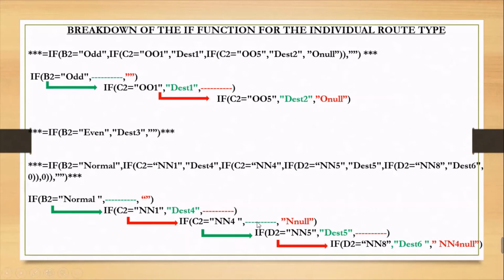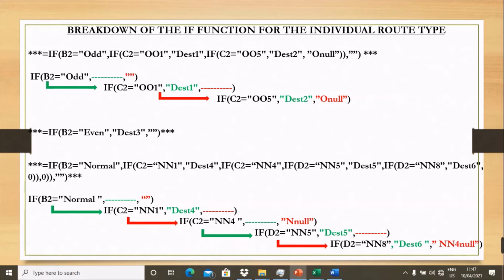So let's look at the true part saying NN4 was true. It then checks the step 3 value NN5, that is D2 equals NN5. If yes, it takes destination 5, then ends. If not, it checks if it was equal NN2. Sorry, NN8. If it's equal NN8, it takes destination 6. And if it's not equal NN8, it takes NN4 null as the default value.